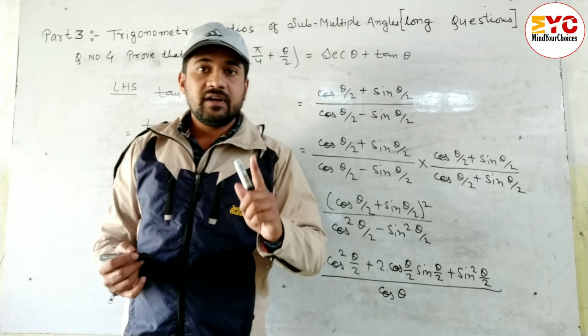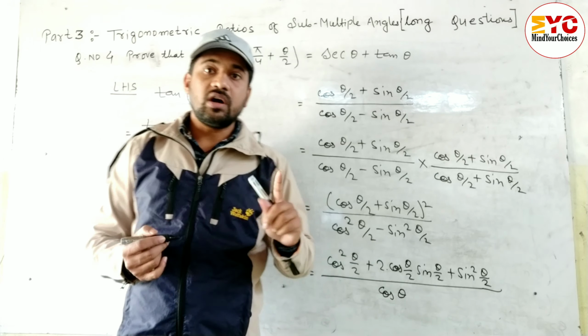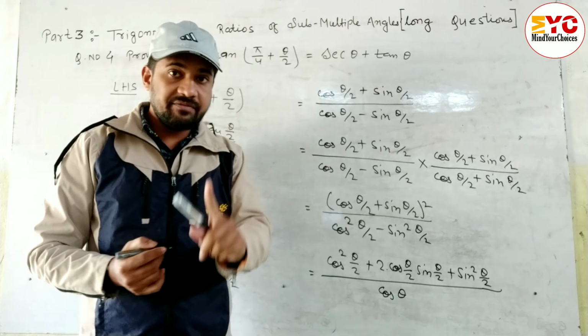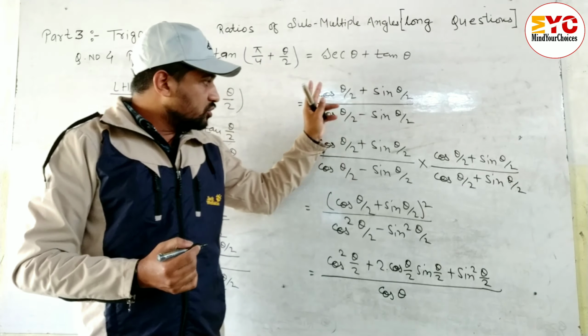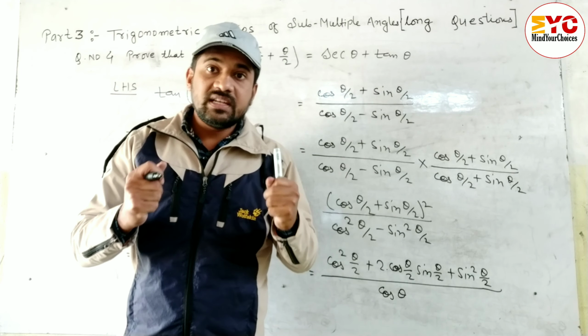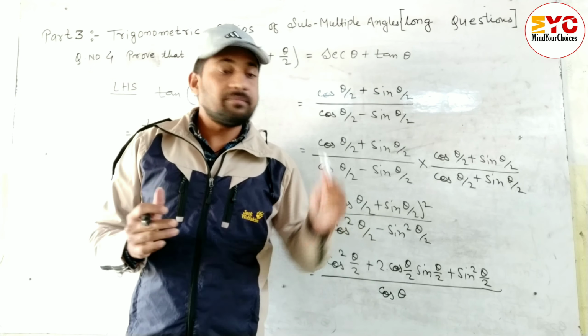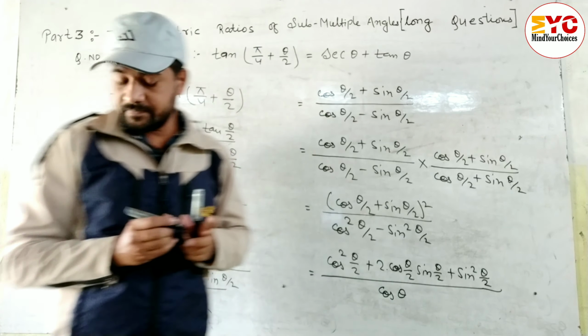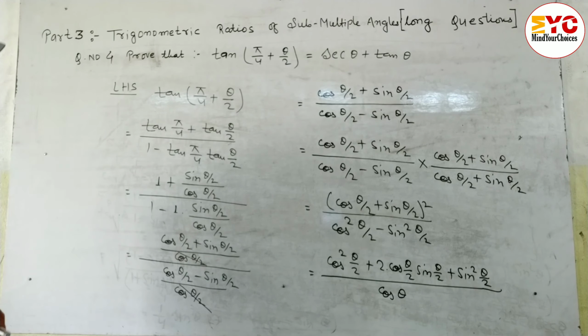And if you don't know the formulas of trigonometry, you cannot solve this type of trigonometry identities. It's very difficult. So before doing this type of problem, try to learn the formulas. Don't learn them all together, but at least per day you can learn 5 to 10 formulas. Okay, after this, look at here now.